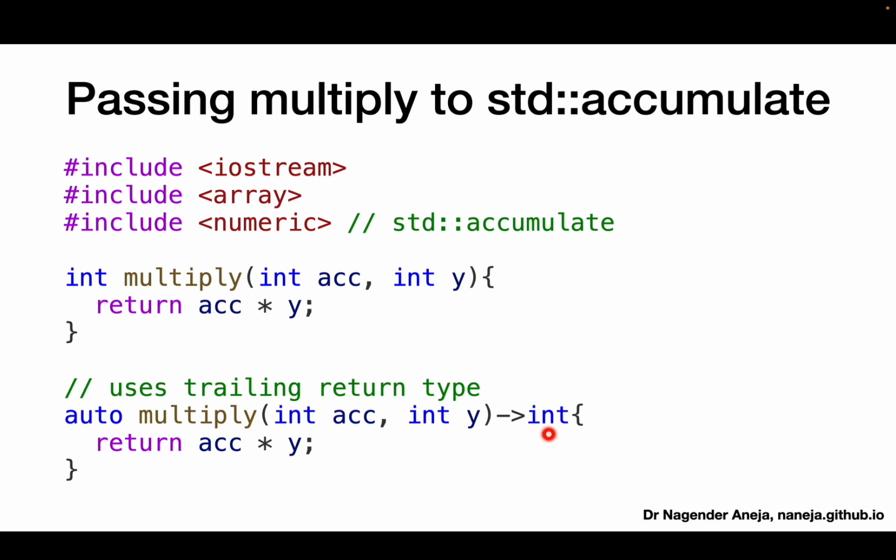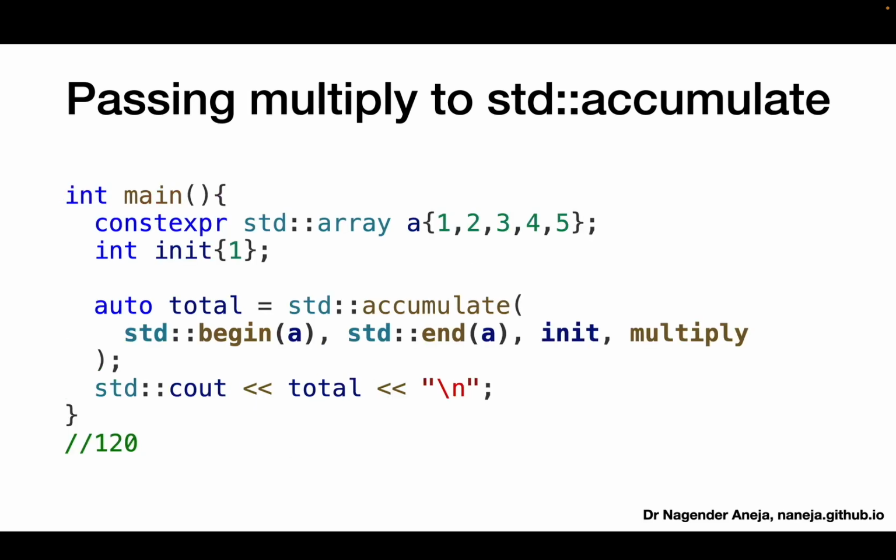But for lambda, if we want the lambda function to return, we use this one, because a left-side return type is not possible. So we have multiply integer, same thing, accumulator into y, and then it returns integer, and then we have the return statement. We should not be writing void here because we still have the return type. It just says auto here. Okay, so passing multiply to this.